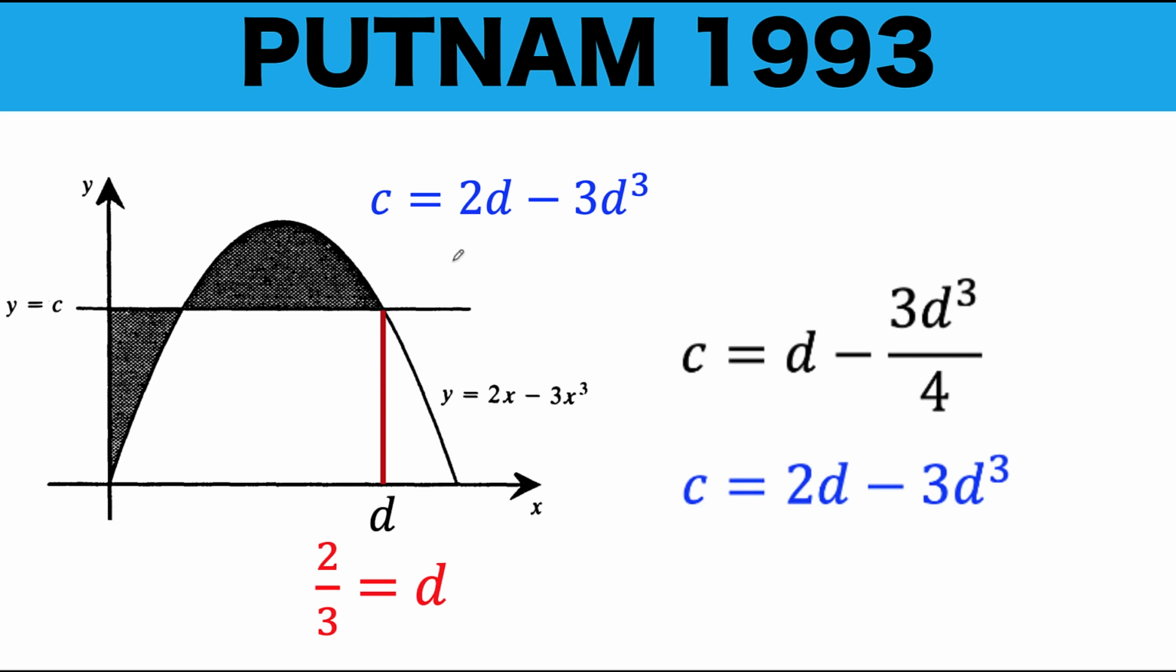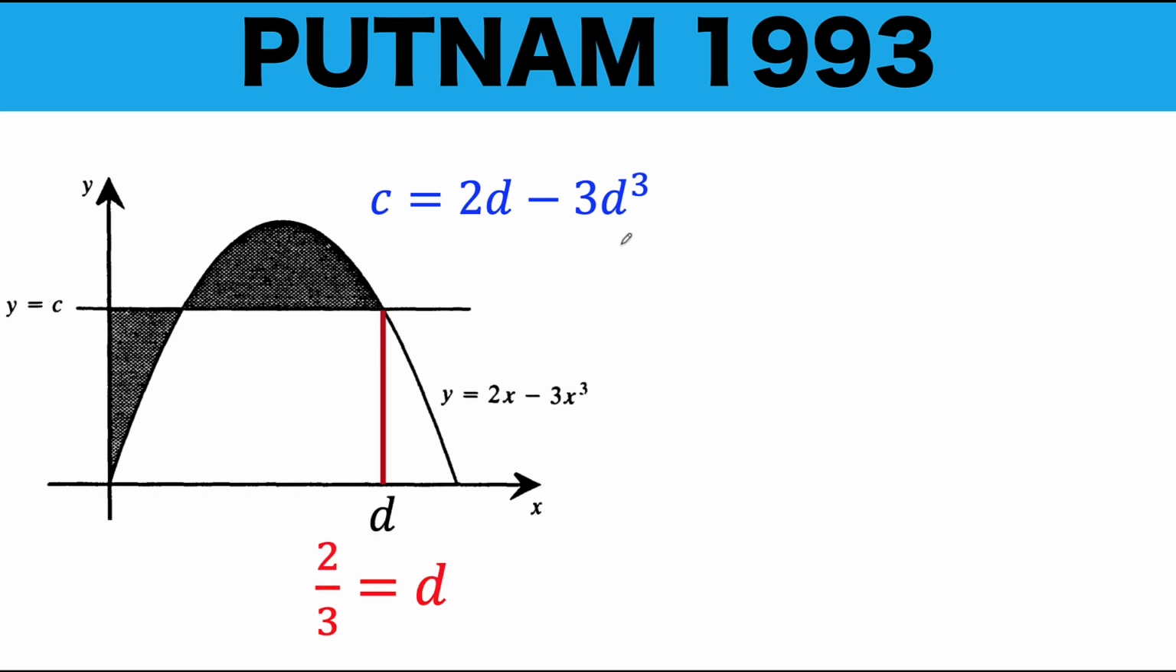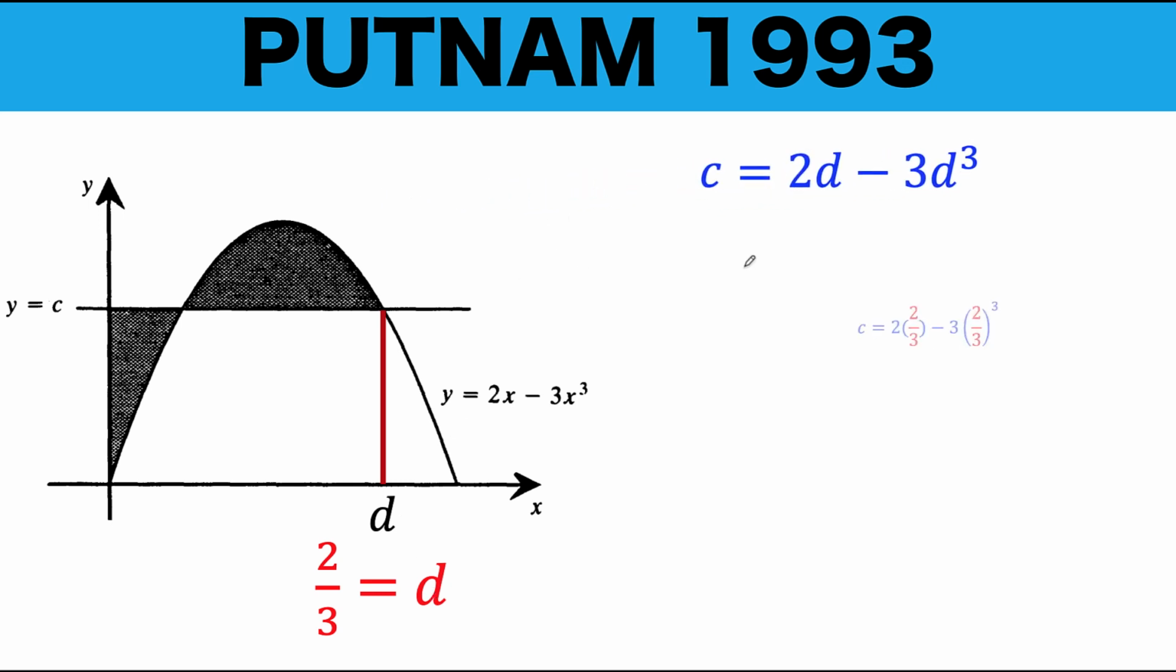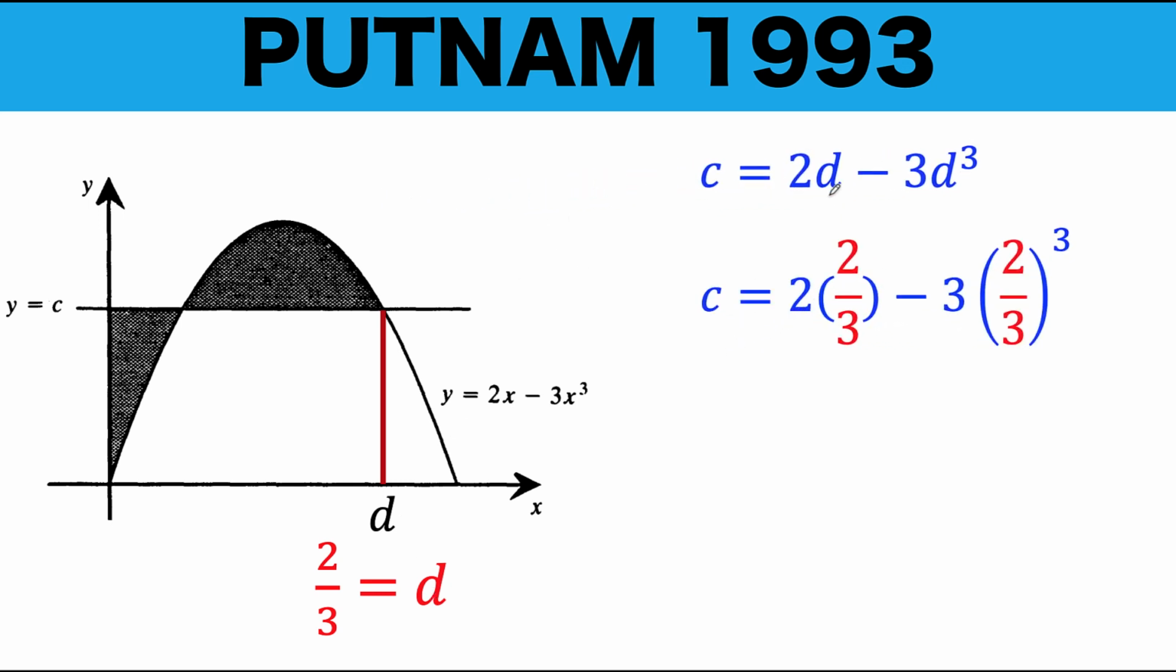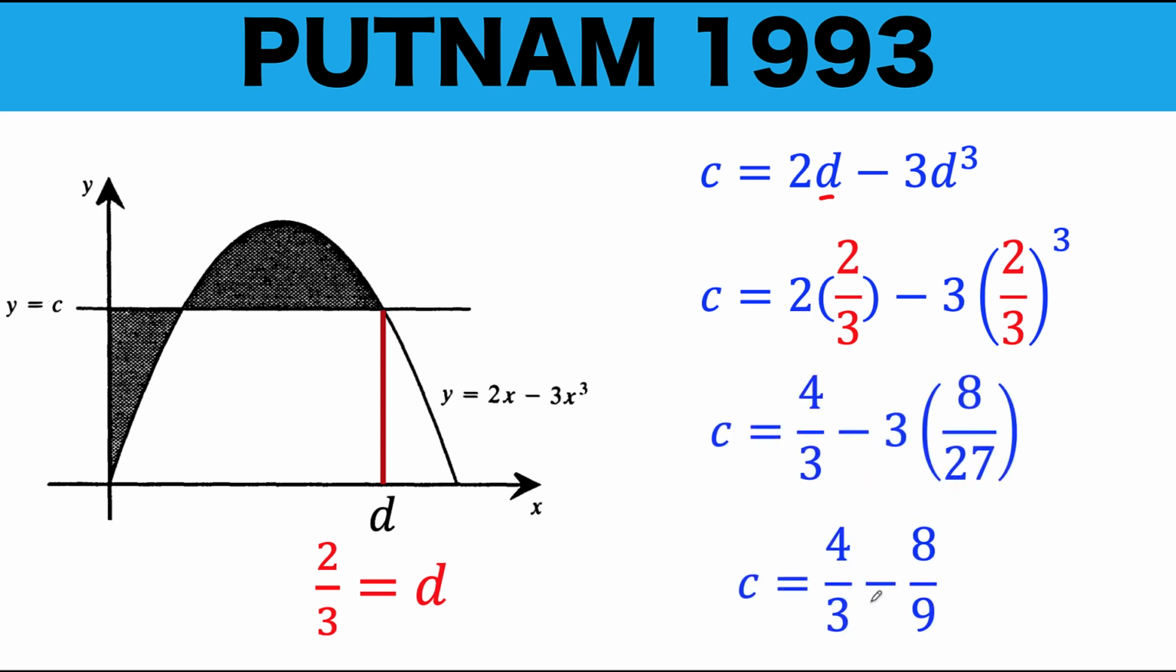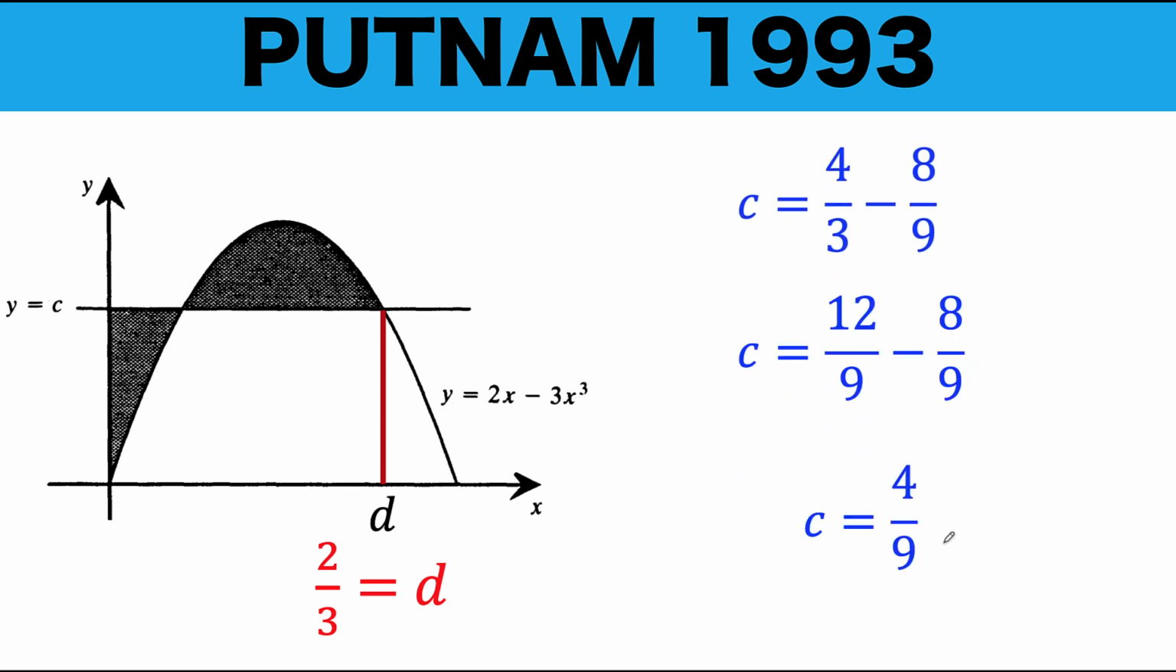We said a while ago that c is equal to 2d minus 3d cubed. Now substituting the value of d into this equation, we arrive at c equals 2 times the value of d, which is 2/3, minus 3 times the value of d, which is 2/3, raised to the power of 3. Simplifying, we arrive at this computed value, and with further simplification, we find that c is equal to 4/9.